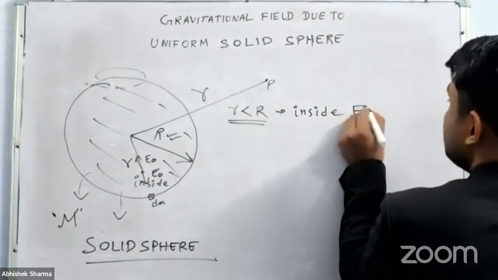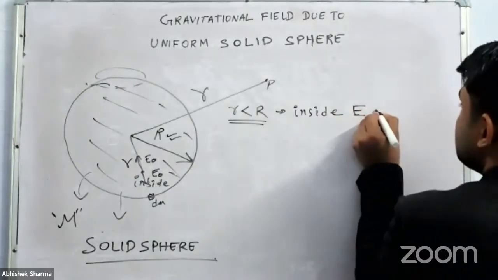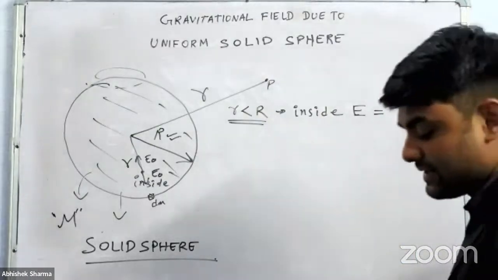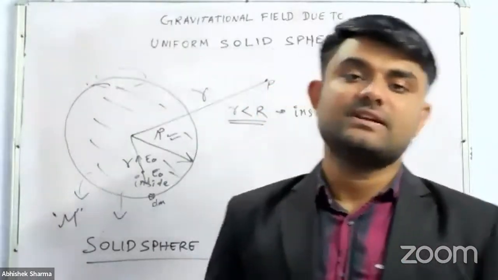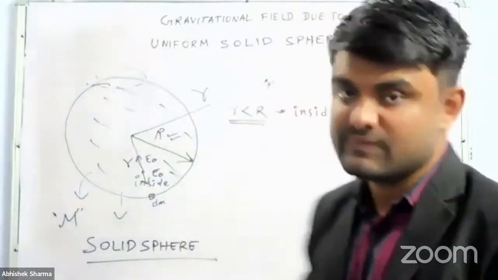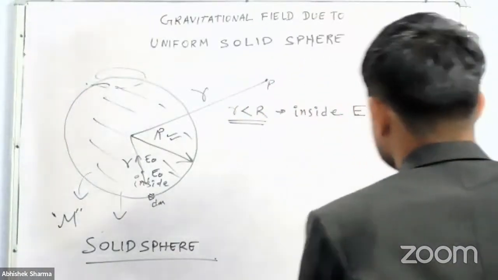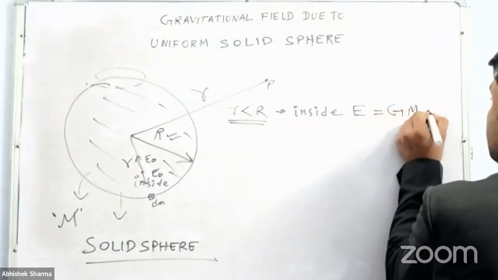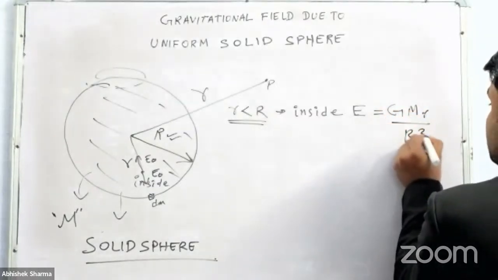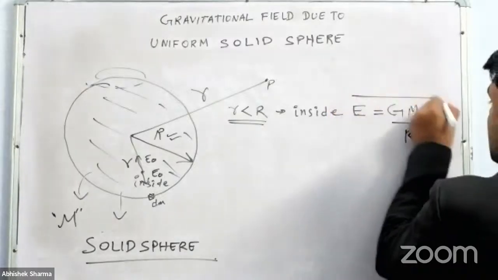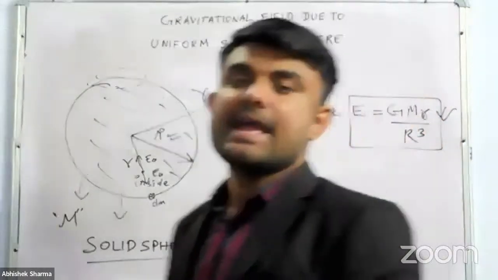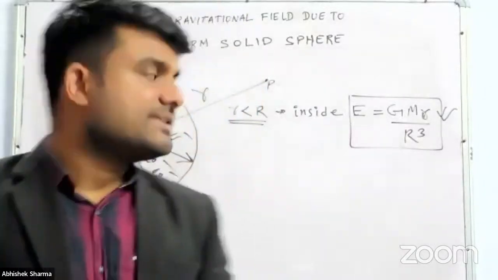We have gravitational field intensity given by the formula. Remember, this is somewhat different. In the uniform spherical shell or hollow sphere, it was zero. Now it's a solid sphere, so it's not zero. It's G capital M r upon capital R cube. Remember this? G M r upon R cube.